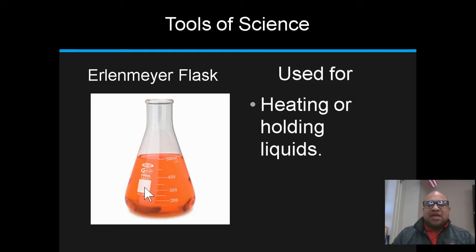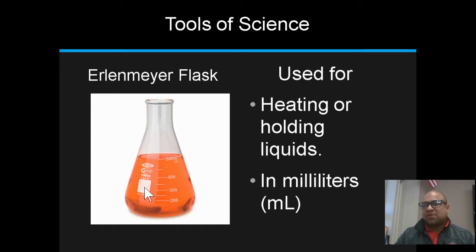That means they've not been heat proofed or heat tested. And as a result, they could break, they can shatter, they can explode if they're heated to too high of a temperature. Now, as you can see on the side of this flask, it measures in milliliters as well, from 200 up to 500. Although this can show us how much liquid is in the flask, it's not the best for doing that. It's best for holding and heating up liquids.